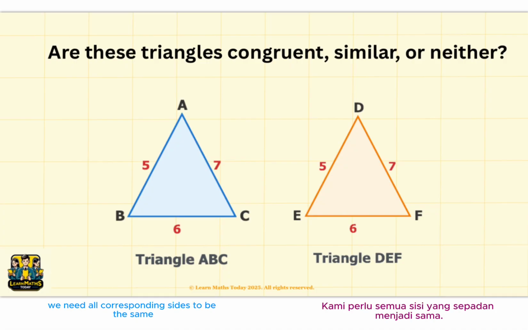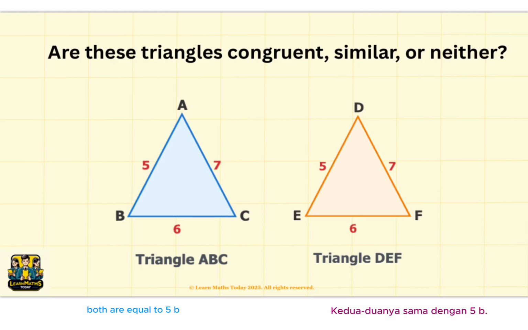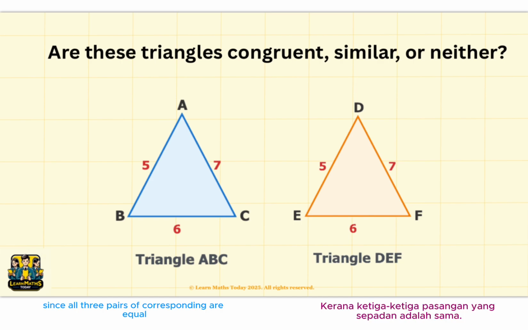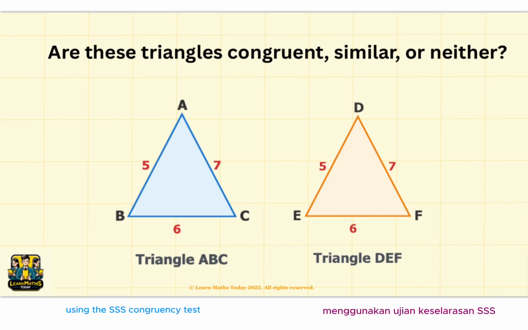For congruency, we need all corresponding sides to be the same. So we can check that AB is equal to DE, both are equal to 5, BC is equal to EF, AC is equal to DF. Since all three pairs of corresponding sides are equal, we can conclude that these triangles are congruent using the SSS congruency test.